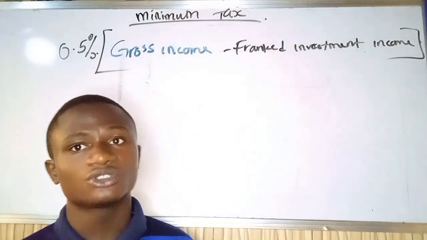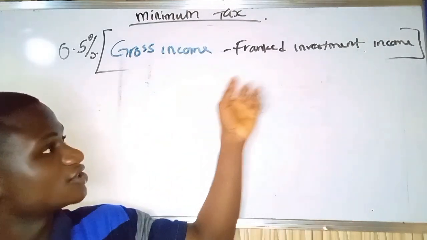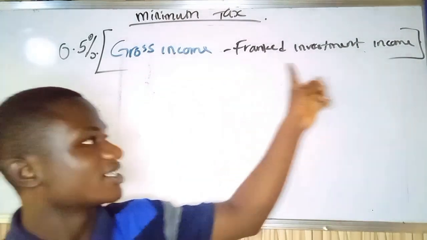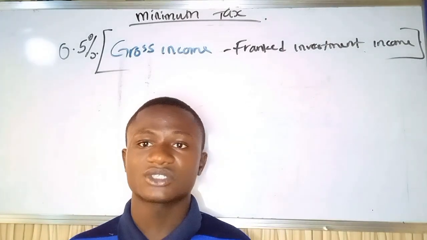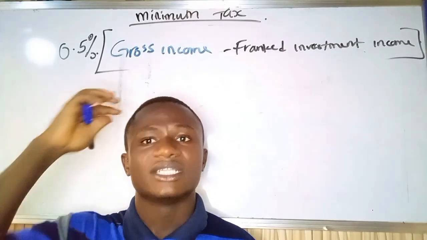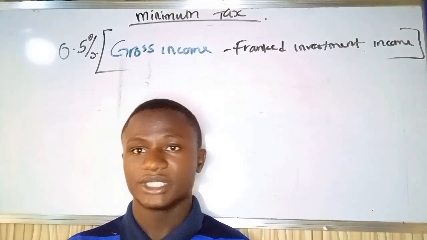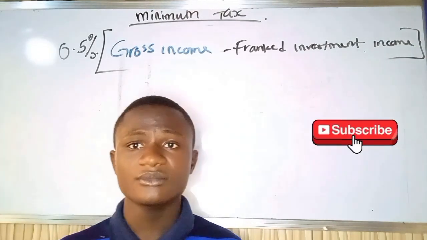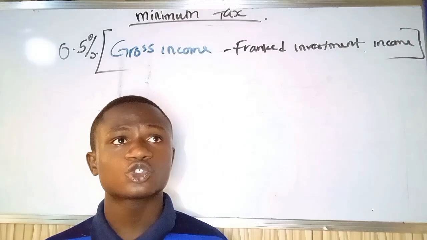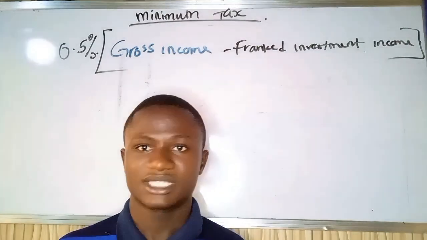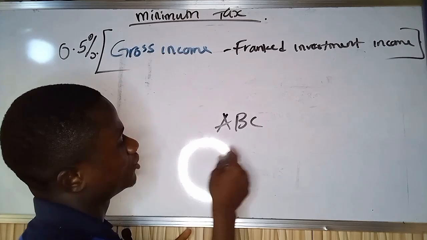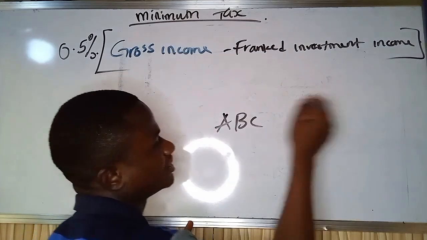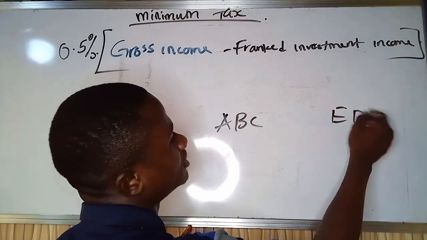So that leads to the questions. Let's touch the components of each. Let me start with franked investment income. Whenever you're talking about franked investment income, let me give it in the form of an illustration so you get it very well. There are some companies that also invest in other companies. Let's say company ABC decided to buy shares from EDF.